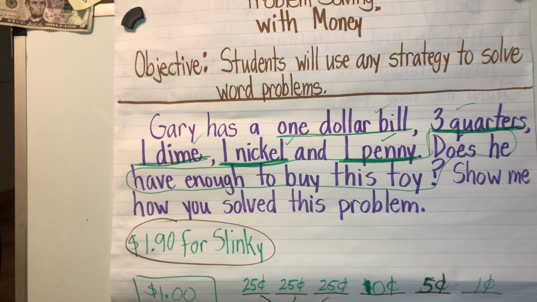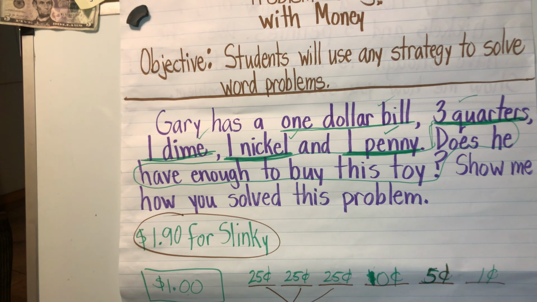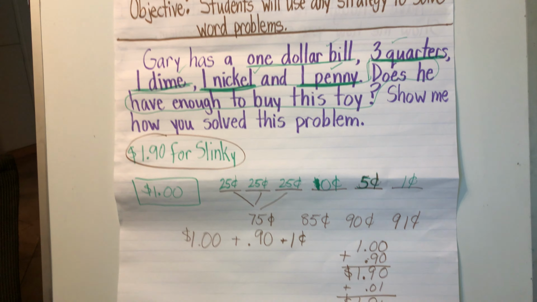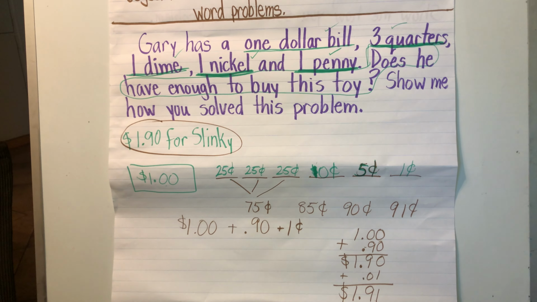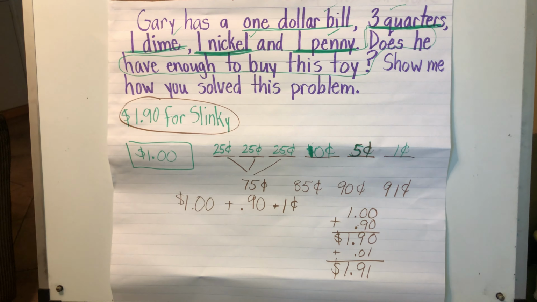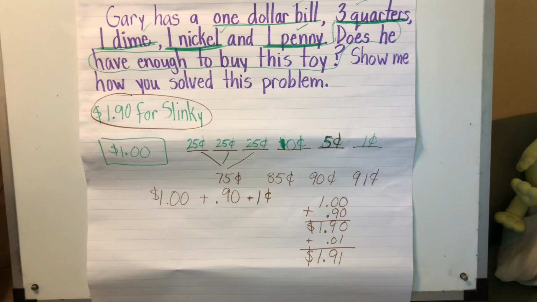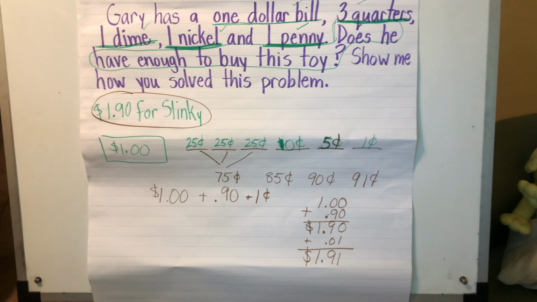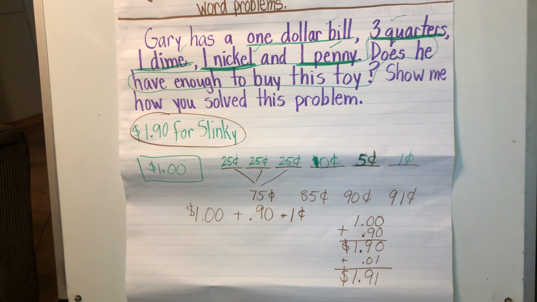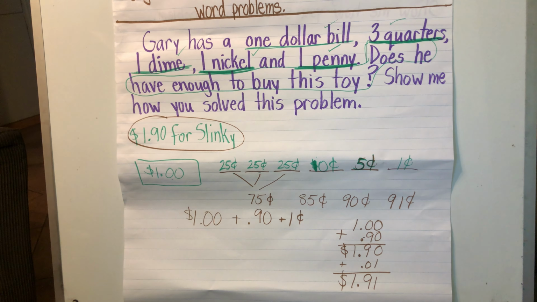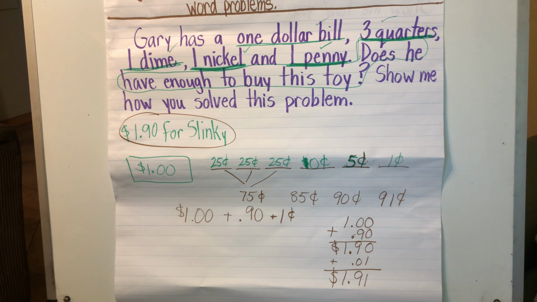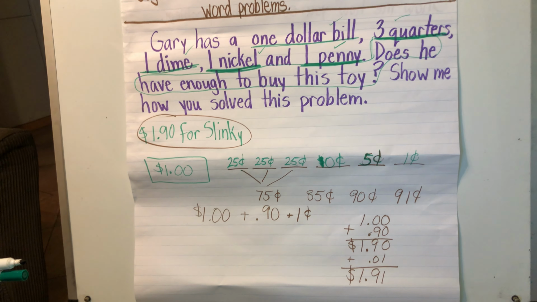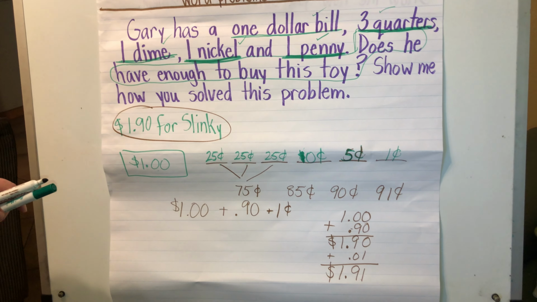Slinky costs $1.90. So does he have enough to buy Slinky? Yes, he does. He has $1.91. So yes, he can buy Slinky. And he's also going to have some money left over. If it costs $1.90 and he has $1.91, how much will he have left? He will have 1 cent left. So lucky Gary, it is his lucky day. He gets to purchase Slinky for $1.90.